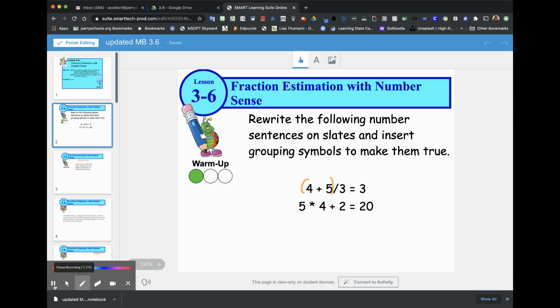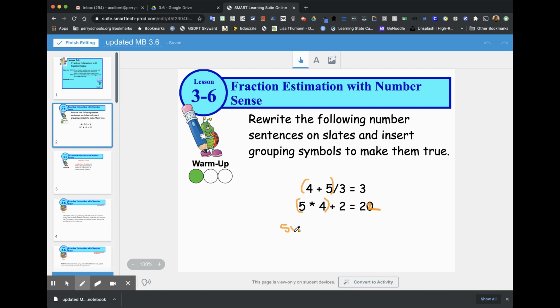The first one, you should have put parentheses or grouping symbols around 4 plus 5. That would make that 9. And we know 9 divided by 3 equals 3. This second one, there is not a correct place because I believe this should actually be 22. And so I apologize for that error. You would want to put your parentheses around the 5 and the 4 to do 5 times 4, which is 20, plus 2, which is 22.